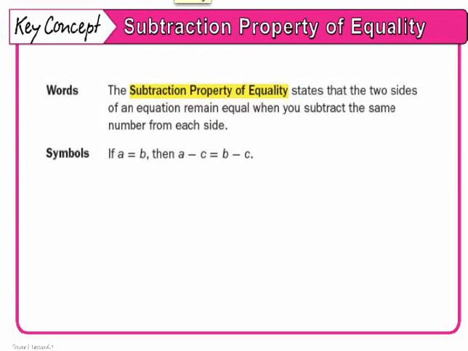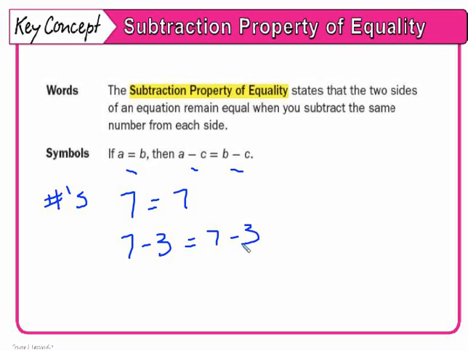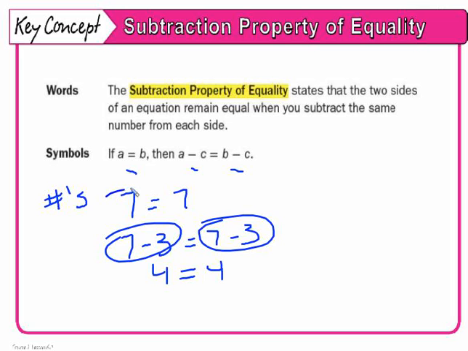The subtraction property of equality states that two sides of an equation remain equal when you subtract the same number from each side. So if we have that a equals b and I subtract c from each side, I'm going to get the same value. Or in other words, if I want to think of numbers, I know that 7 equals 7, and if I subtract 3 from each side, I still have a true statement, 4 equals 4. So no matter how I slice and dice this, what's on the left will always be equal to what's on the right.